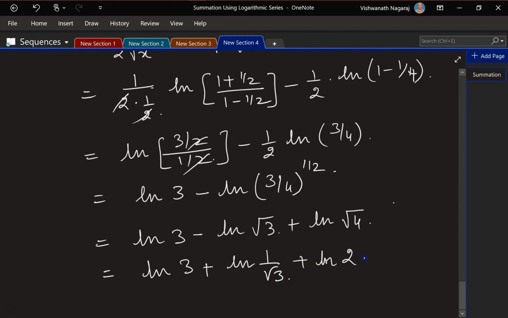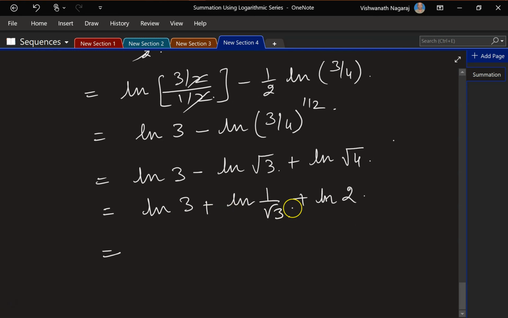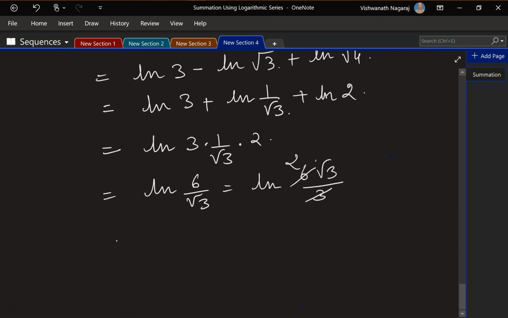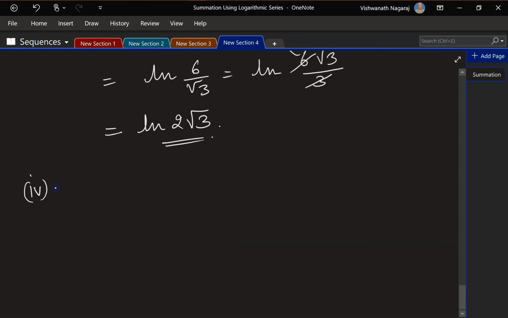log of 2. Now again log rules, when we have additions, we can multiply them. So 3 times 1 by root 3 times 2. So natural log of 6 by root 3, natural log of 6 root 3 by 3. So the answer is natural log of 2 root 3. Let's do the fourth one.